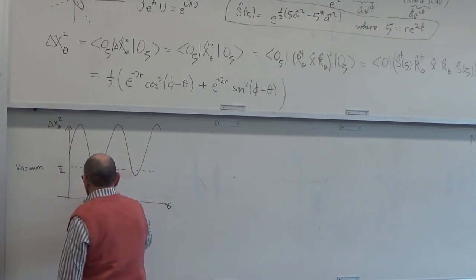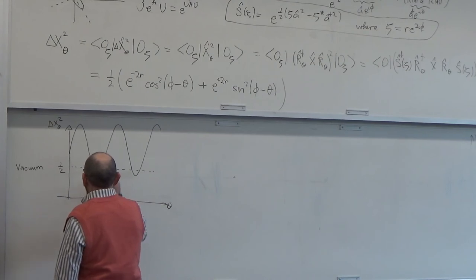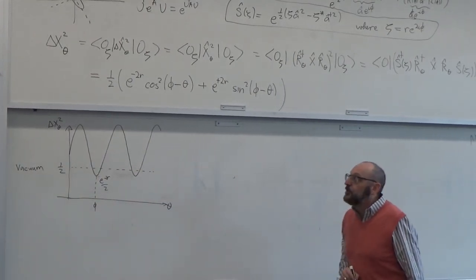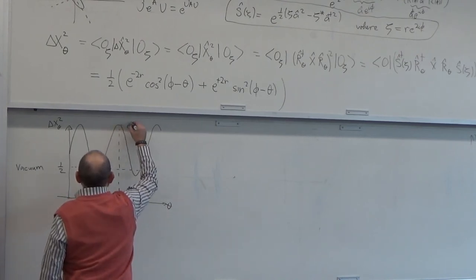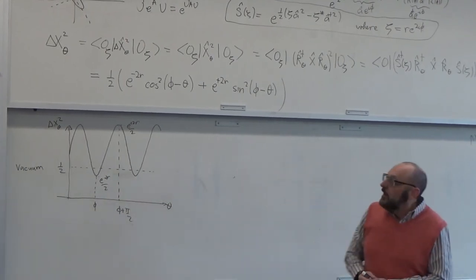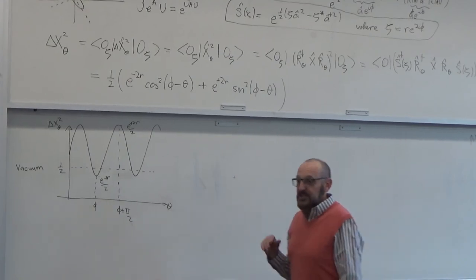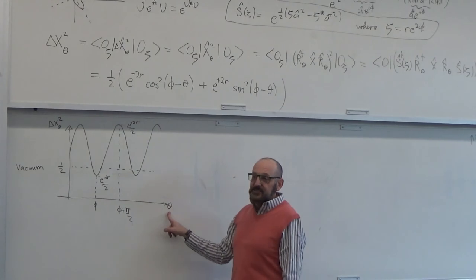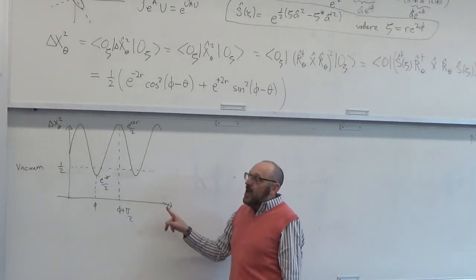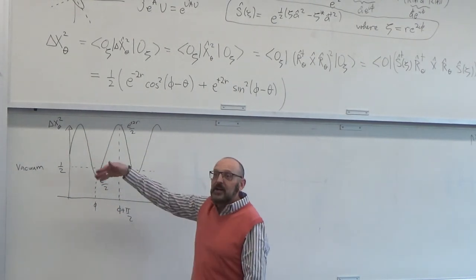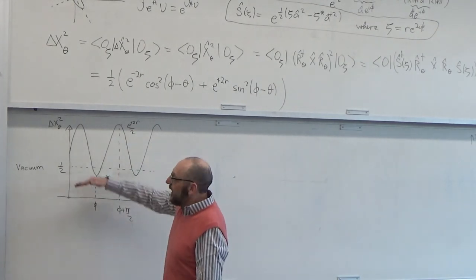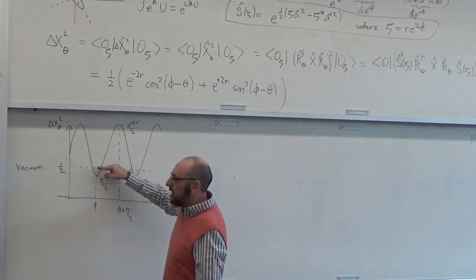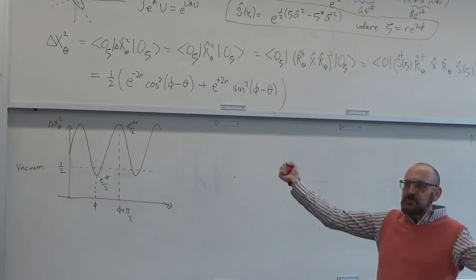Where at some phi, the fluctuations are reduced below the vacuum by a factor e to the minus 2r. And at this quadrature, the fluctuations are increased. So if we can measure the fluctuations in the quadrature as a function of some phase of something we're going to call the local oscillator, and we see on the spectrometer the noise variance varying as a function of the phase of the oscillator, it should vary in this cosinusoidal manner. And for some special choice of that, the noise will be below the vacuum level. And we say, yes, we have a squeezed state.